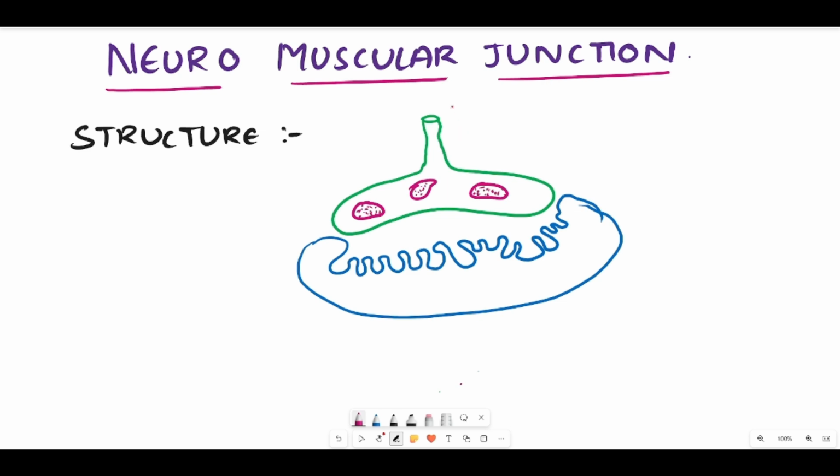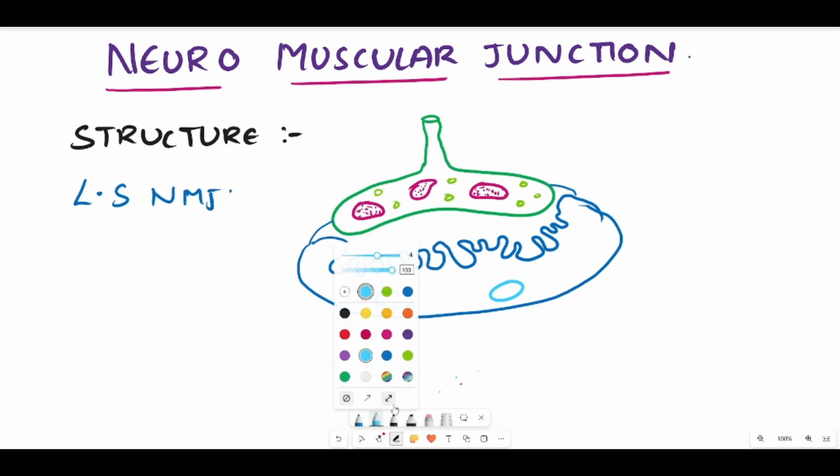First, you will be drawing this axon part, which is the green colored one, and this blue colored one is muscle. And inside it, we will be adding a few mitochondria. So, this is the complete structure of the neuromuscular junction. This is actually the longitudinal section of the neuromuscular junction. Now, let us see the labeling of this.